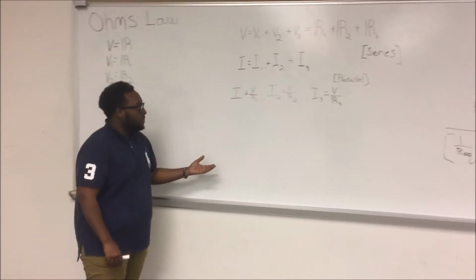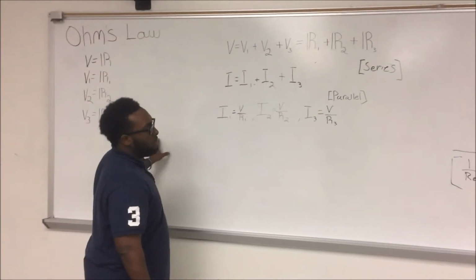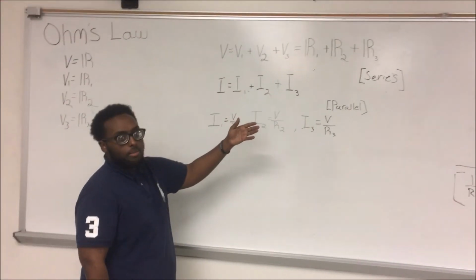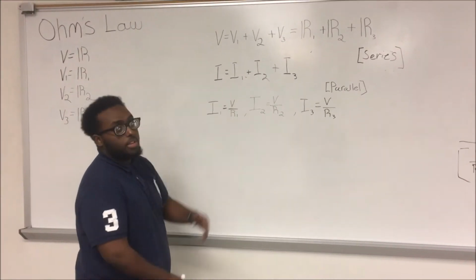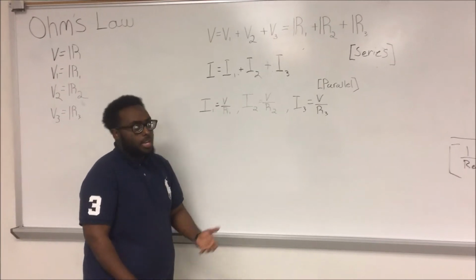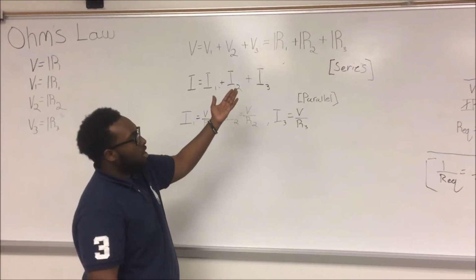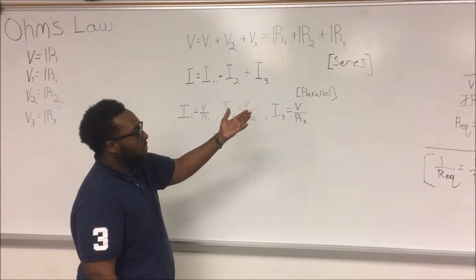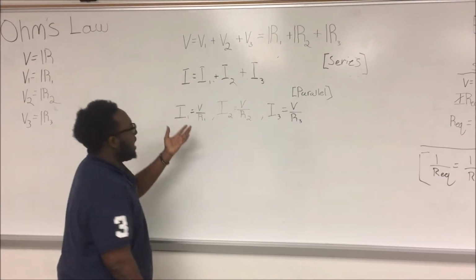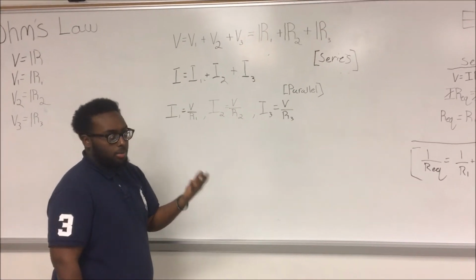And then we come here, and we separate these formulas, one for series and one for parallel. As you see for series, we have V equals V1 plus V2 plus V3. And then we have V equals IR1 plus IR2 plus IR3. But for parallel, we have I equals I1 plus I2 plus I3.